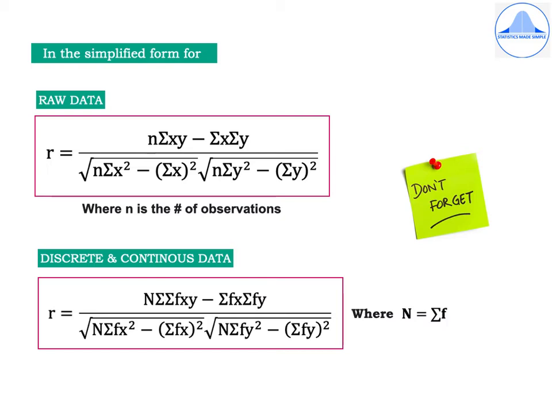Similarly, in the simplified form for discrete and continuous data, Karl-Pearson's correlation coefficient formula is R equal to capital N into double summation fxy minus summation fx into summation fy, whole divided by root of n into summation fx square minus summation fx the whole square into root of n times summation fy square minus summation fy the whole square. And you know that capital N stands for the sum of the frequencies, whereas small n stands for the number of observations. Do practice these formulae thoroughly.